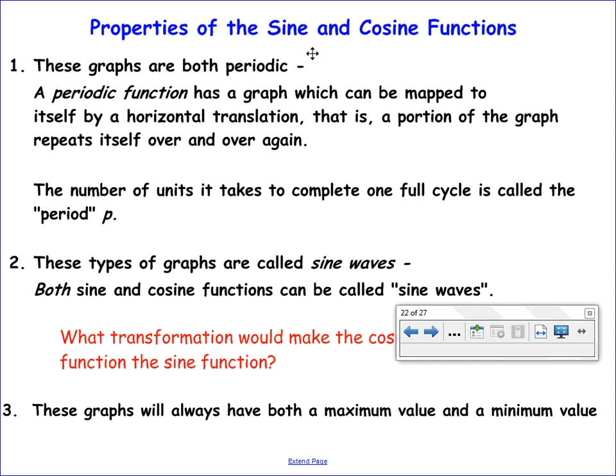You have now constructed your first sine waves, right? Whether it's a sine or cosine function, it's still referred to as a sine wave, and they all share that similar behavior where they oscillate back and forth between some maximum and some minimum value forever in both directions. These graphs are both periodic. A periodic function has a graph which can be mapped onto itself by a horizontal translation. That is, a portion of the graph repeats itself over and over.